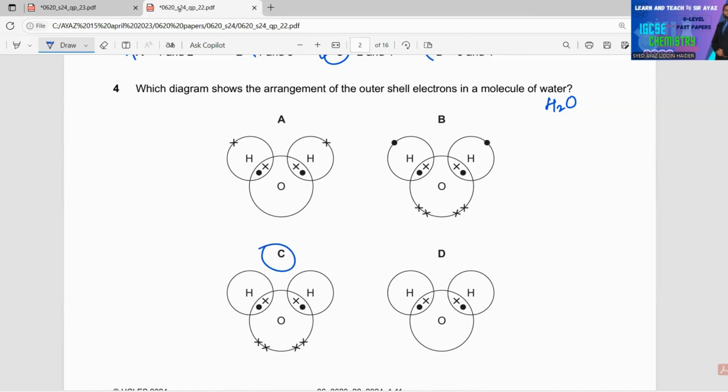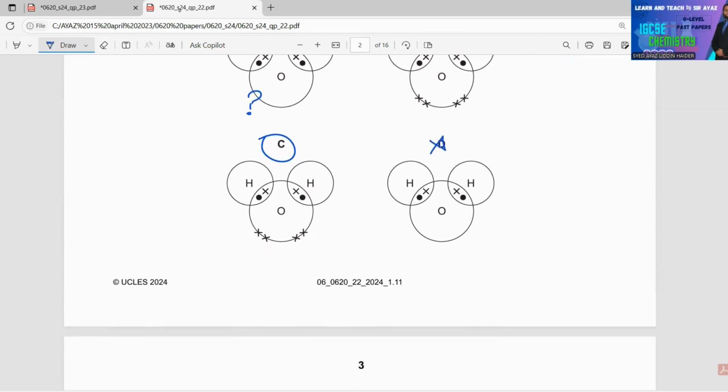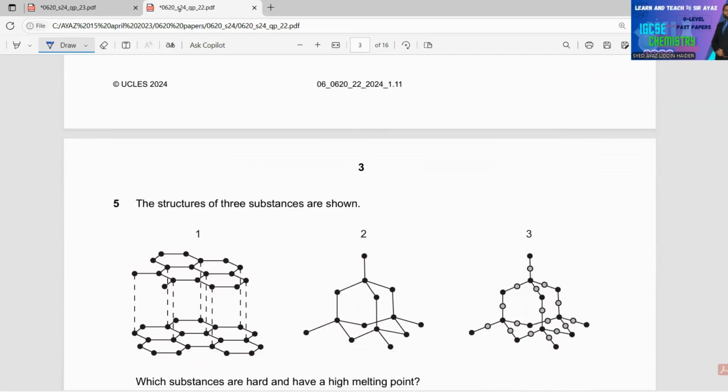For your convenience, I am explaining the other choices. In choice A, the total number of valence electrons for oxygen is missing. So this can't be the correct answer. In B, they have shown 2 valence electrons for hydrogen atoms. It's also incorrect. What about D? In D, they have shown only 2 valence electrons of oxygen. So this is also incorrect. So C must be the right choice in this case.